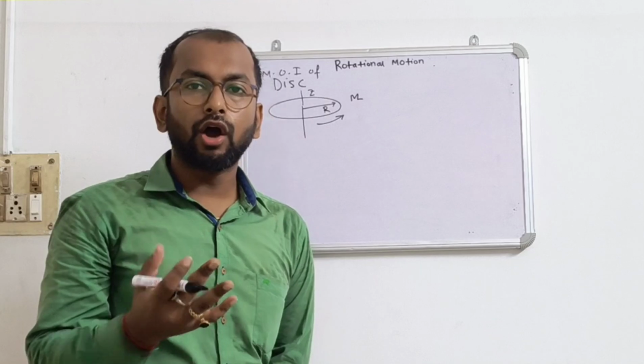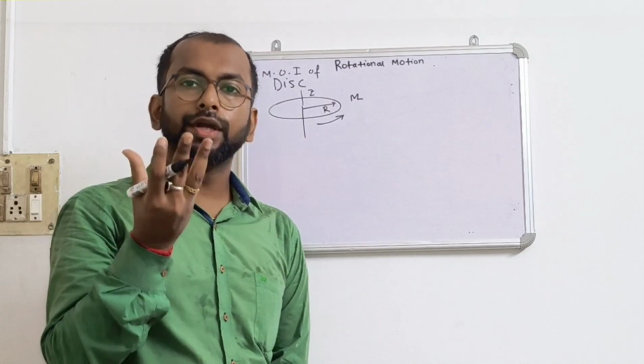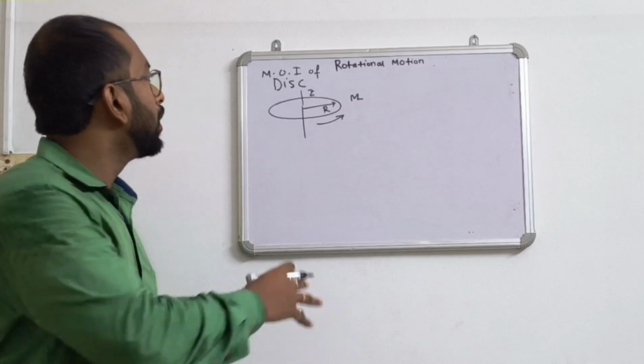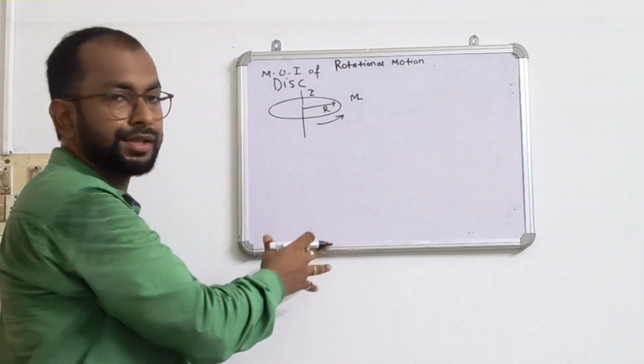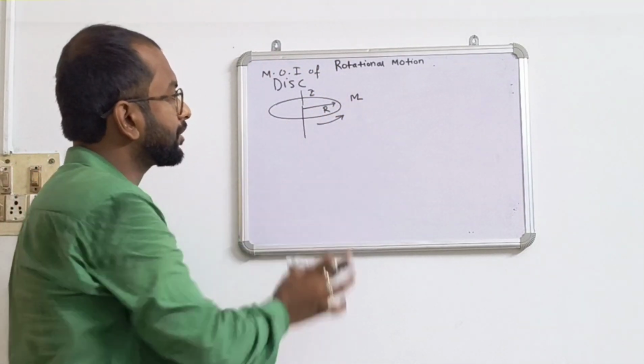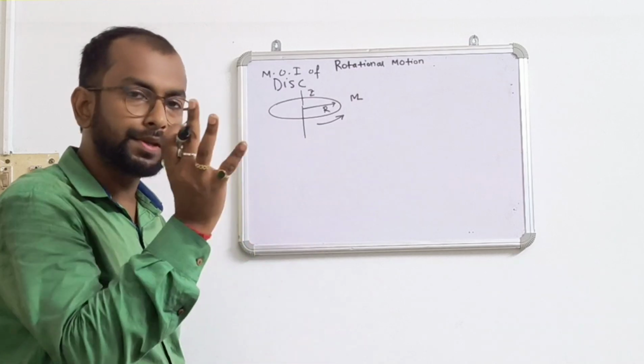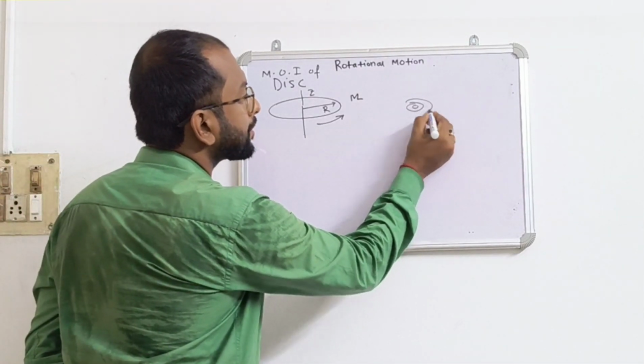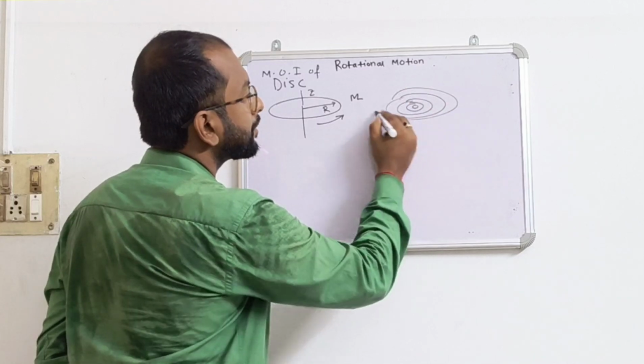Now with the idea of the moment of inertia of the ring only, you will be able to tell at least the minimum idea of what will be the moment of inertia of a disk having the same mass m and the radius of r. So disk means it constitutes many small rings like this with increasing radius.